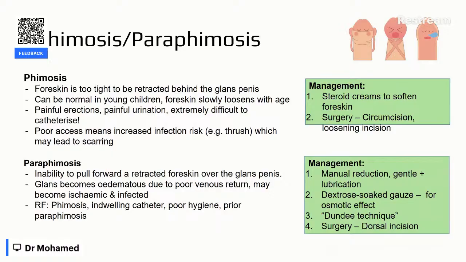If that doesn't work, then they'll have to go to theatre for something called a dorsal slit, so an incision made into the foreskin that will release that tightening, because there's a tight ring that forms. That's obviously leaving them with a permanent slit in their foreskin. So we want to avoid surgery.